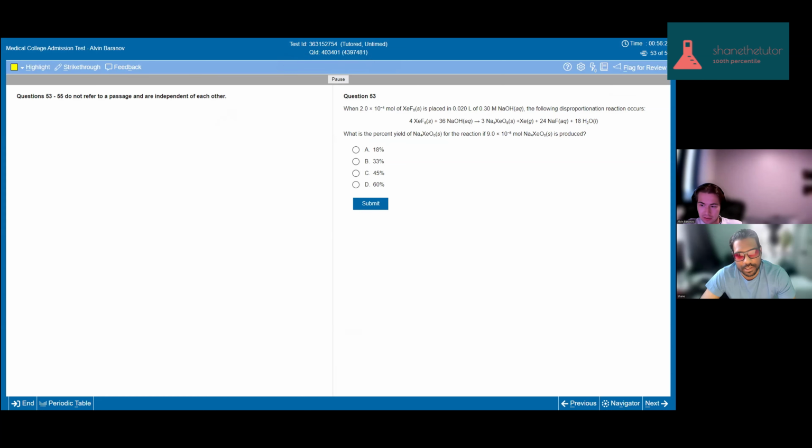Yes, it is redox. Because here, Xe is attached to something, and here, it's on its own. If it's on its own, it has an oxidation state of zero. When it's with something, it's going to be something else, so this could be plus six or something. But yeah, I guess it's that. Always get to learn new words, because I just learned that as well. So, okay, cool. This reaction occurs. What's the percent yield of the sodium thing for this reaction if that many moles of this thing is produced?